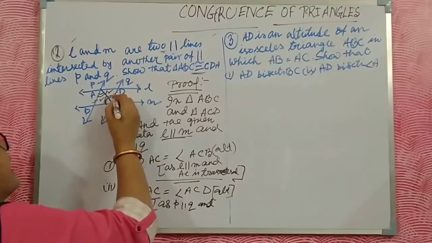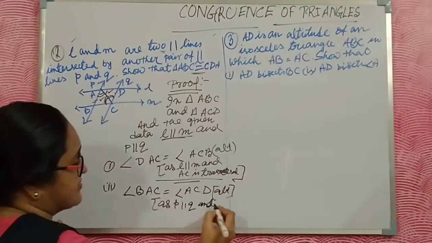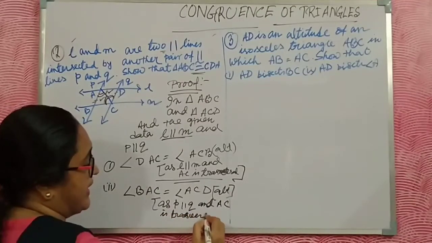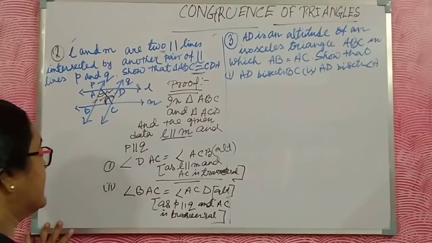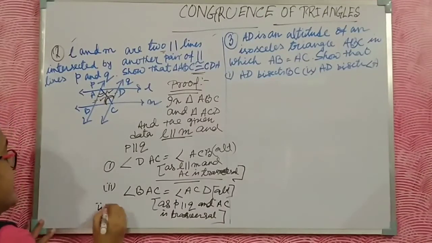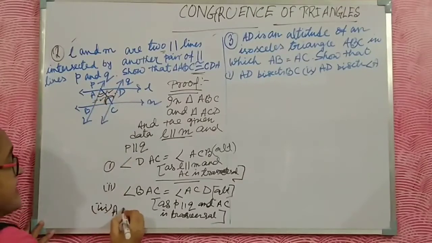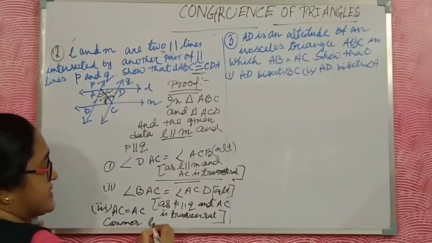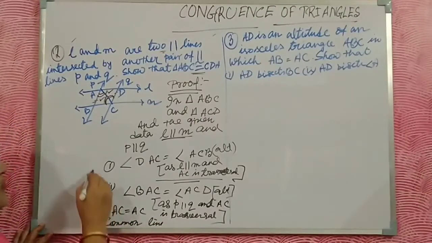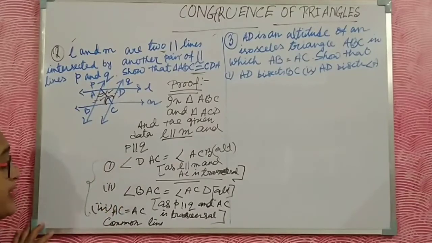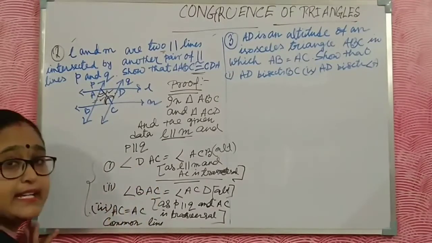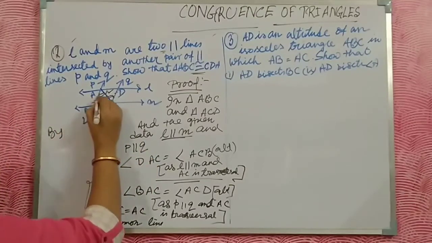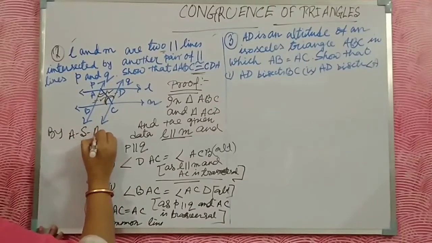and you can write also as P and Q are parallel lines and AC is transversal. Okay, AC is transversal. Now the third property is AC is equal to AC. This is common line. That's why by using which property? Angle, side, angle. By which property? Angle, side, angle.